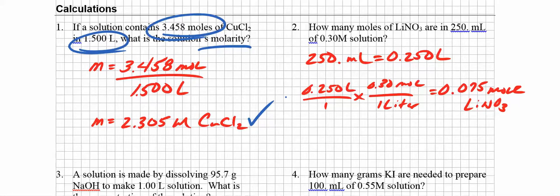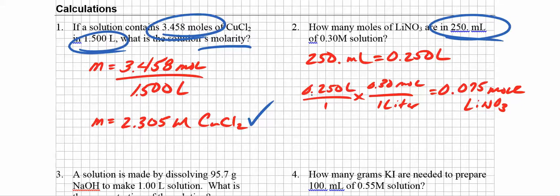Number two says how many moles of lithium nitrate are in 250 milliliters of a 0.30 molar solution. Well, the first thing I'm going to need to do is convert this 250 milliliters into liters, because remember, molarity is not moles per milliliter, it's moles per liter. So let me do that first. It's not difficult. I'll just take 250 milliliters and move the decimal place over 1, 2, 3 places to the left. So I get 0.250 liters. That's the volume of solvent.